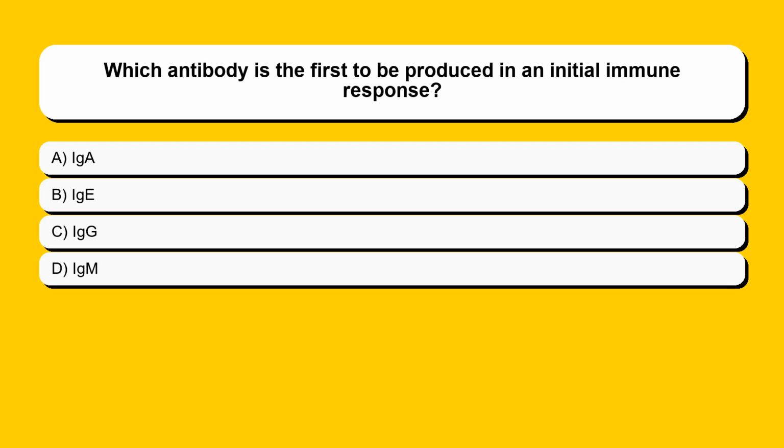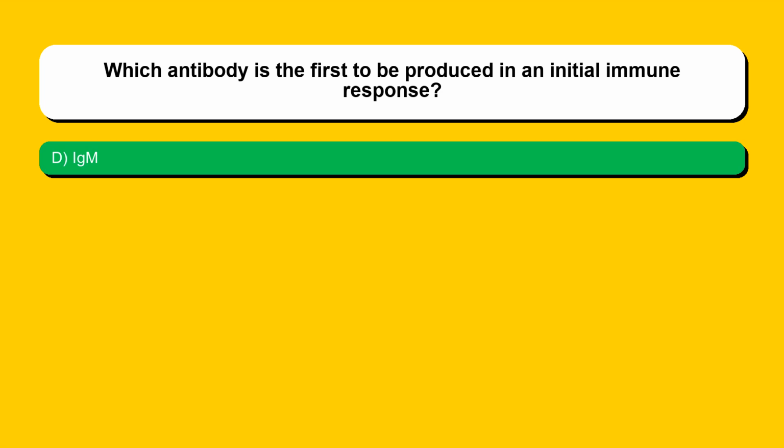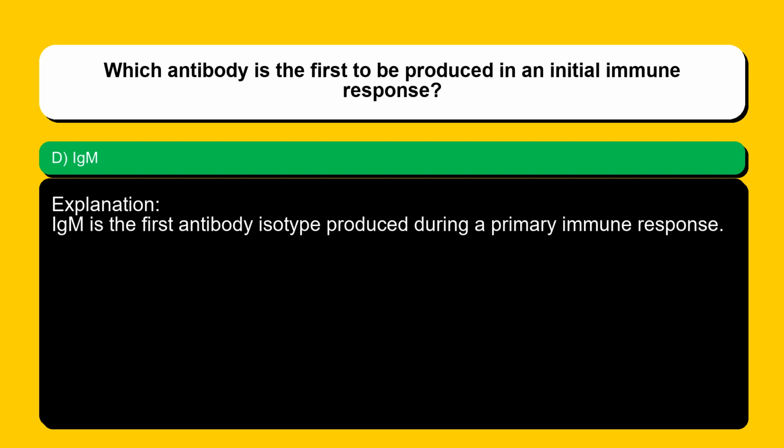Question 16. Which antibody is the first to be produced in an initial immune response? Option A, IgA. Option B, IgE. Option C, IgG. Option D, IgM. The correct answer is option D, IgM. IgM is the first antibody isotype produced during a primary immune response.